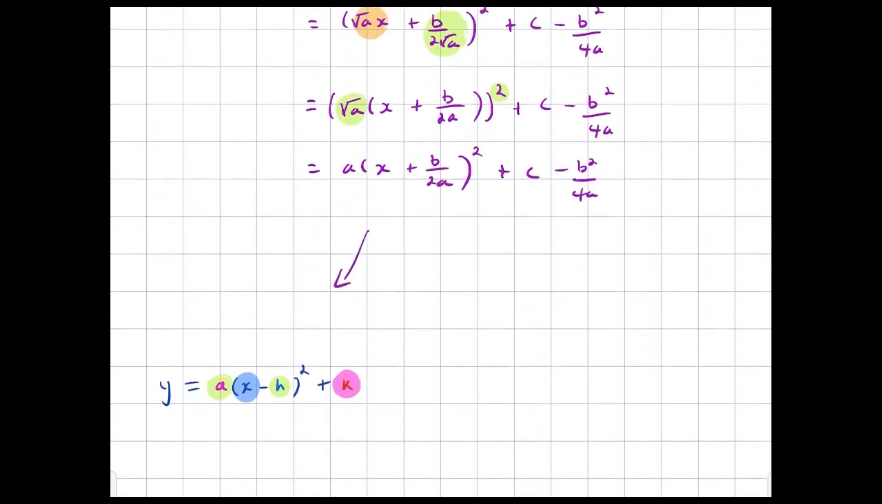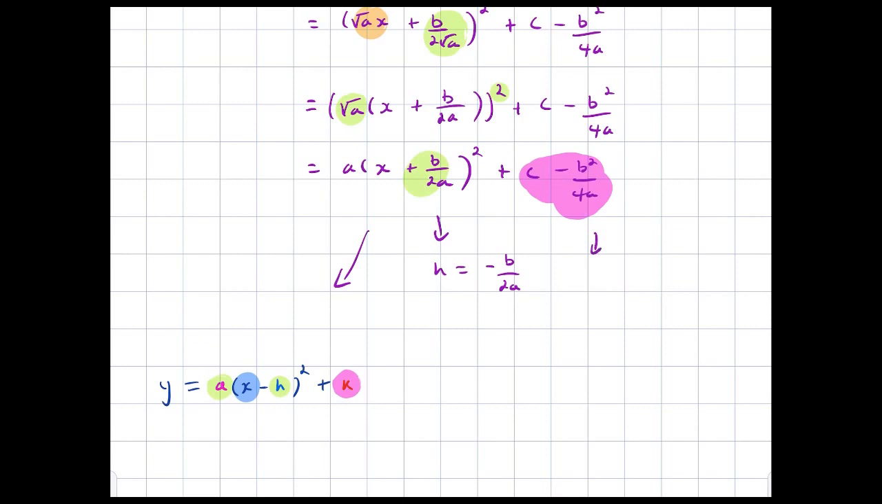And this is it. I have put this into vertex form. I have my h here, and I have my k here. Actually, let's keep the colors consistent: the h and the k. This makes it clear that h is not b over 2a, but negative b over 2a.